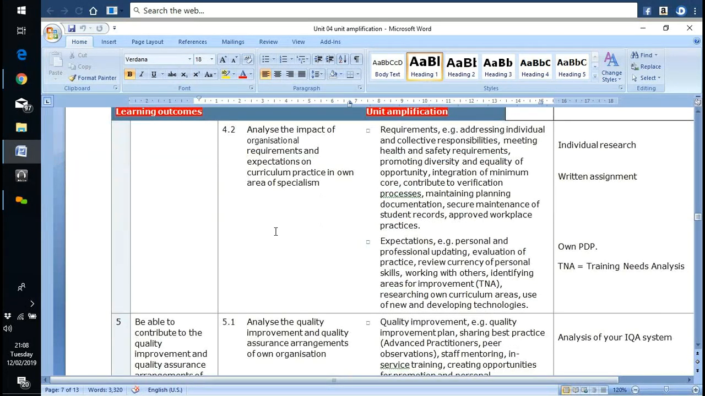4.2 is analyse the impact of organisational requirements and expectations on curriculum practice in your own area of specialism. I had a very good piece from one of the other students on this, where she's actually left the job now because of a number of instances that have caused her, and she's written some quite cutting comment on the way that organisation worked without actually naming it.